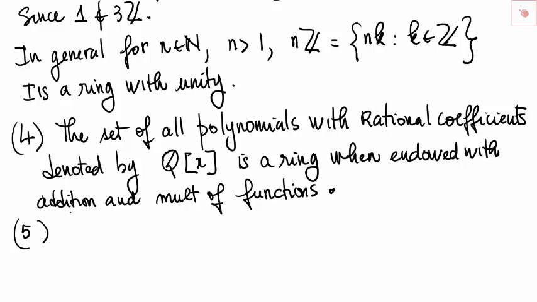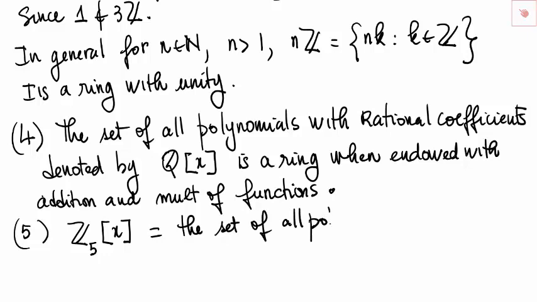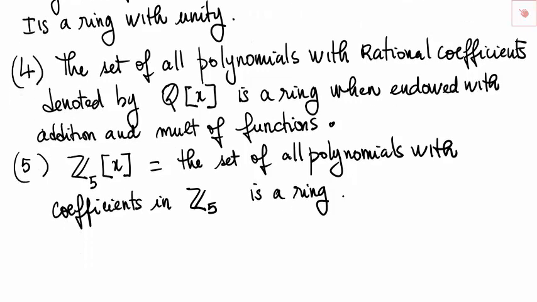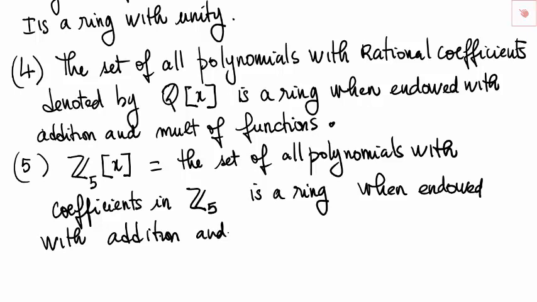Here's another example. Consider, for example, Z5[x], which is the set of all polynomials with coefficients in Z5. This is also a ring. You can check again that all the axioms here will hold. And so this is a ring when endowed with addition and multiplication mod 5.